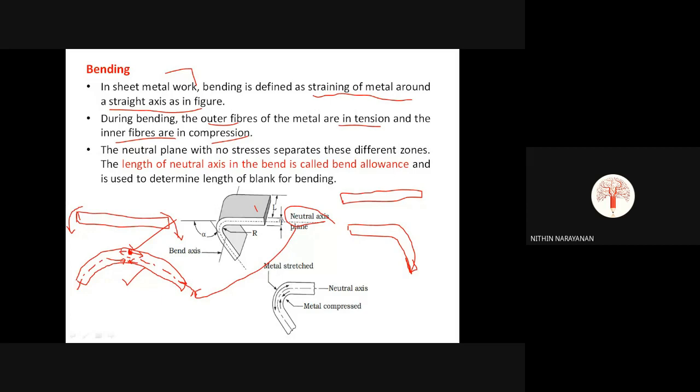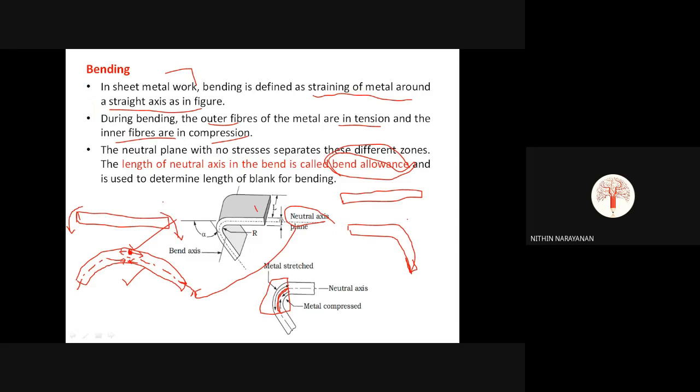In this figure we can see the bend portion, and the length of the neutral axis in the bend is called the bend allowance. Bend allowance is the length of the neutral axis in the bend, and it is used to determine the length of the blank for bending.